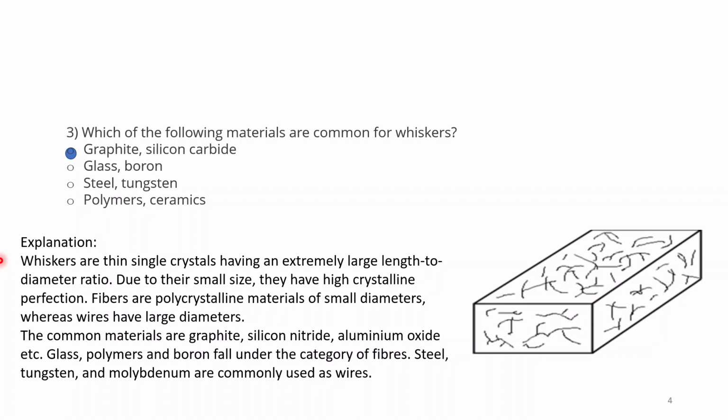Due to their small size, they have high crystalline perfection, and fibers are polycrystalline materials of small diameters, whereas wires have large diameters. So the common whisker materials are graphite, silicon nitride, aluminum oxide, etc. Glass, polymers and boron fall under the category of fibers. Steel, tungsten and molybdenum, these metals are commonly used as wires.